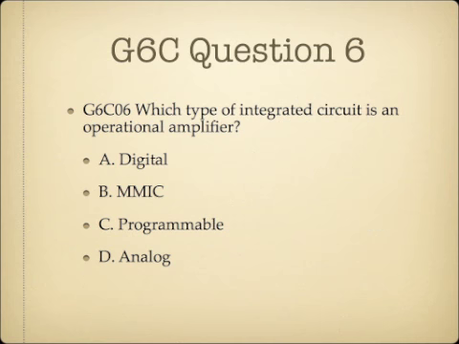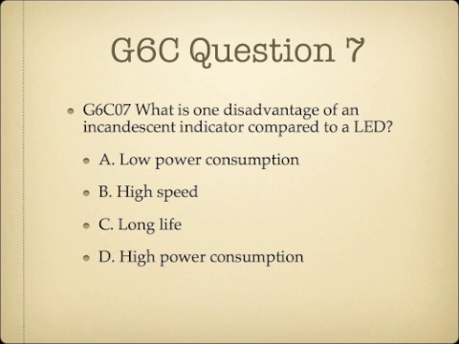Question 6. Which type of integrated circuit is an operational amplifier? A. Digital. B. MMIC. C. Programmable. Or D. Analog. Question 7. What is one disadvantage of an incandescent indicator compared to an LED? A. Low power consumption. B. High speed. C. Long life. Or D. High power consumption.